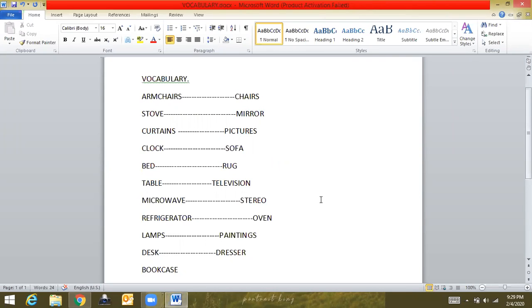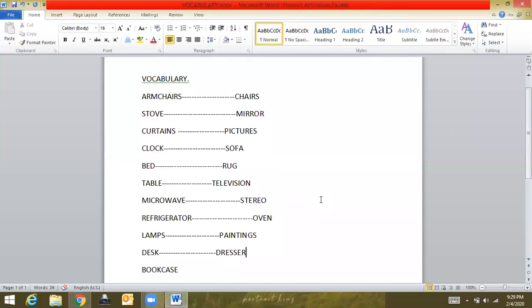Television. Dicen table. Television. Microwave. Microwave. Stereo. Stereo. Refrigerator. Refrigerator. What is the short form to say refrigerator?